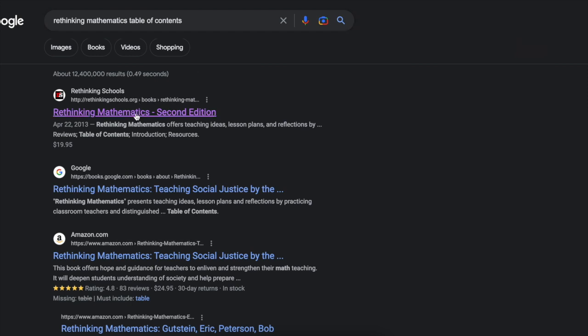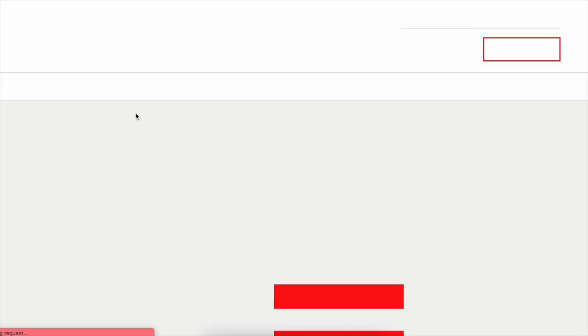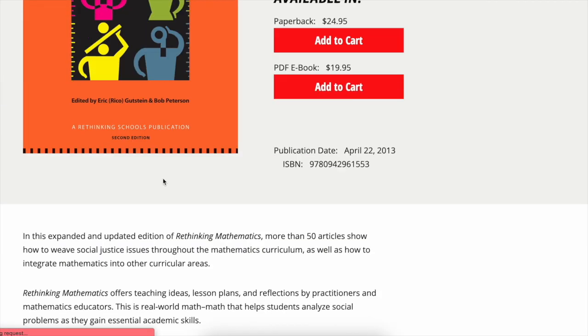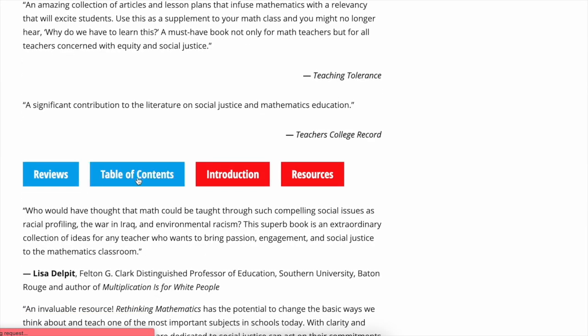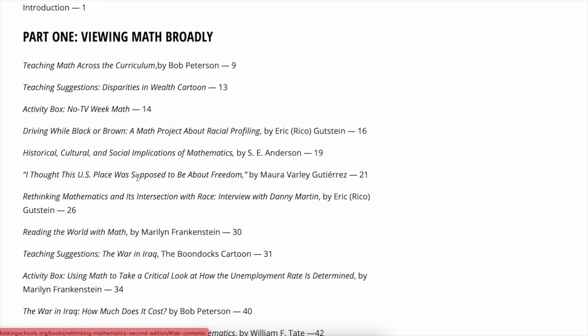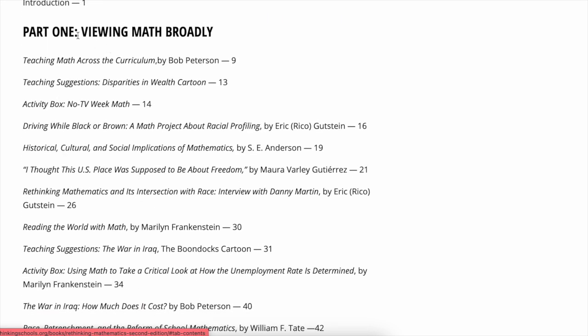Here we go, Rethinking Schools. If anyone has it, it's probably their own publishing organization. So let's see if the Rethinking Schools website does have a table of contents. Yes, it does. It's right here. You can click in and see. Similarly to the other textbook, there's a little bit there. Okay, disparities in wealth, similar. No TV week math, activity box. Okay, interesting. Driving while black or brown, racial profiling.